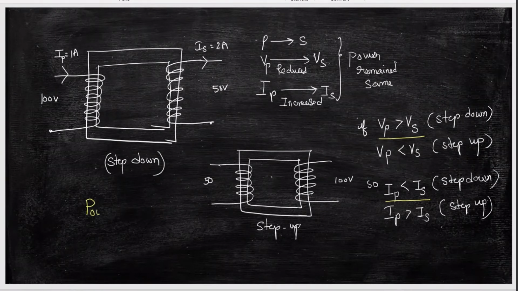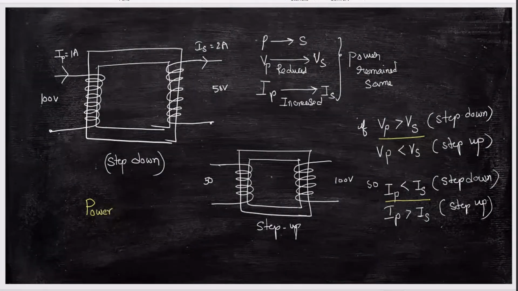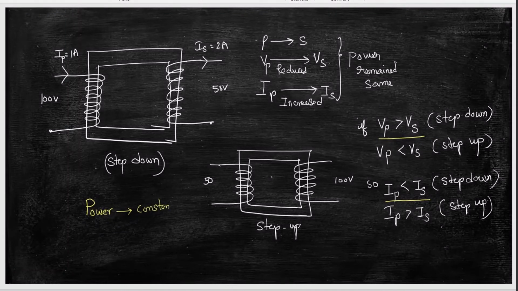The power transferred from primary to secondary is constant. To maintain the constant power, the voltage and current are getting increased and decreased based on the voltage levels.